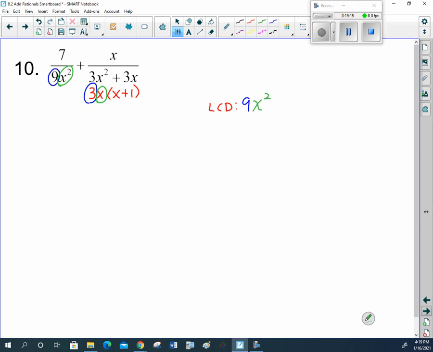And then I need that last piece of x plus 1, all those different factors. So there's your lowest common denominator, guys. You want everything to be 9x squared times x plus 1. That's what you want the denominator to be. So let me rewrite this.